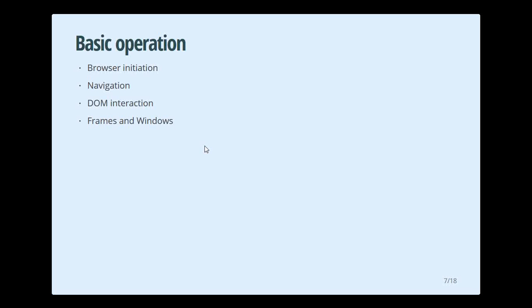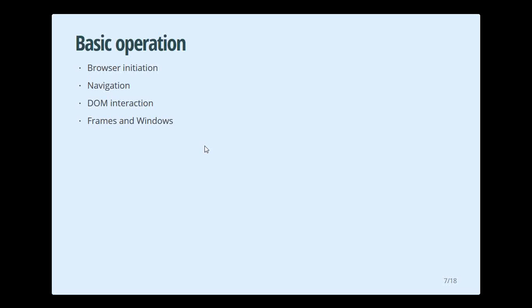We're going to look at interacting with the DOM. So the DOM is the document object model. If you've got an HTML page, you can break it down into this document object model, and within this DOM there are elements, and we'll look at how we interact and pick out the elements from the DOM using RSelenium. The last basic operation we'll look at is frames and windows and how they relate to the RSelenium package.